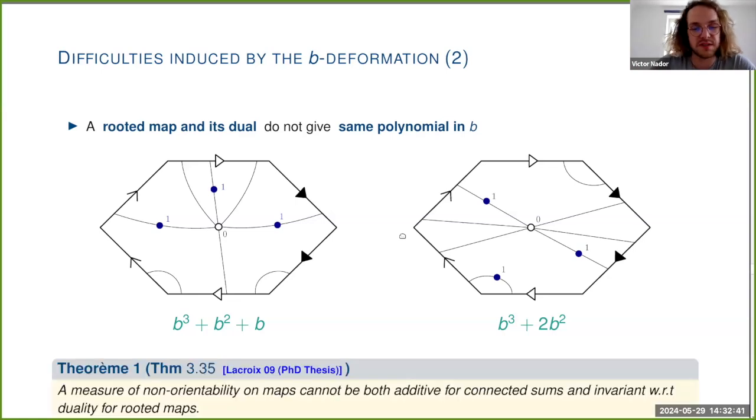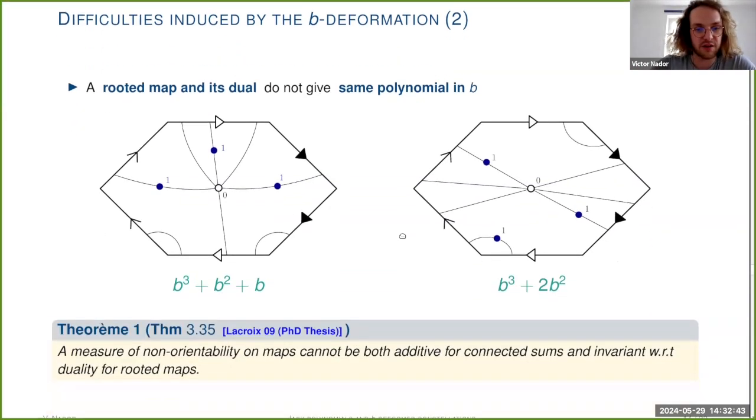And actually this was known since the work of Michael Lacroix, which can be found in his PhD thesis, where he states that a measure of non-compatibility on maps cannot be both additive for connectors, which is something that I took earlier in my definition for the measure of non-compatibility, and invariant with respect to the duality for rooted maps. So essentially what this tells us is that with this definition of a measure of non-compatibility, there is no chance to have duality invariance at the level of maps, I mean, by looking at one map and its dual simultaneously.